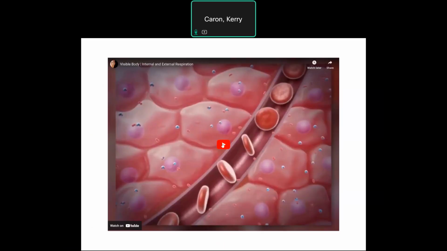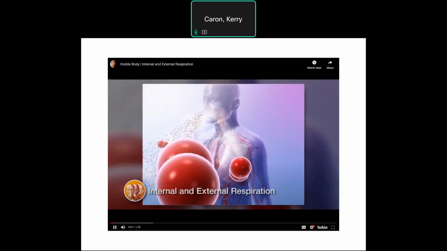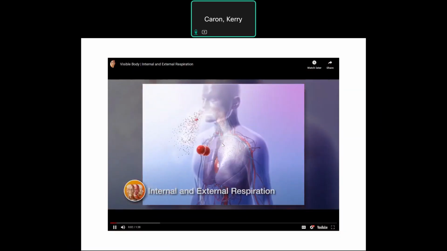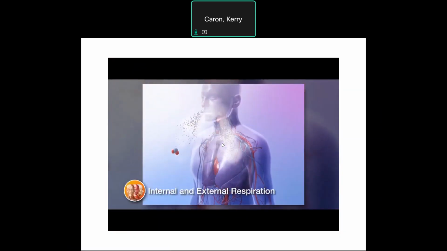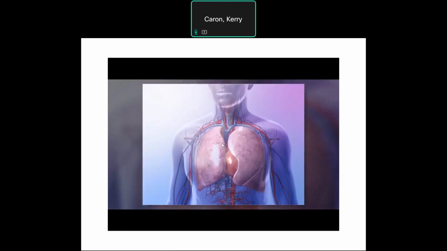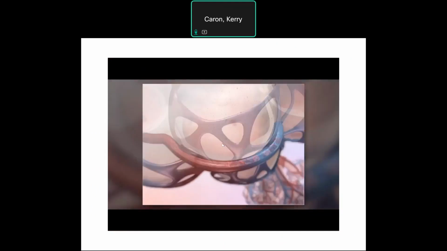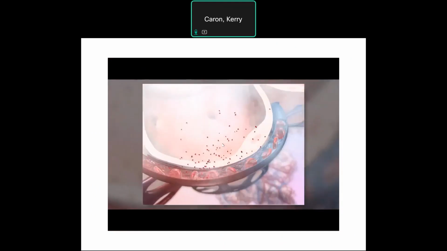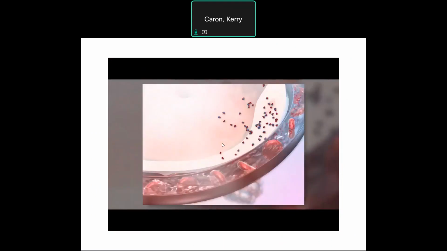Here's a short video about respiration. Respiratory and respiratory systems ensure that oxygen, which is necessary for cellular respiration, gets to the body's tissues, and carbon dioxide, a waste product of cellular respiration, is released from the body. Internal and external respiration are the two processes that keep all of this running smoothly.